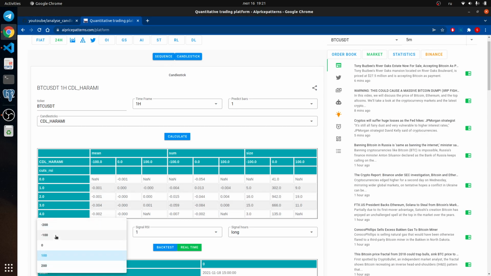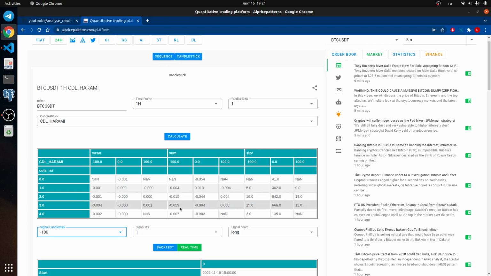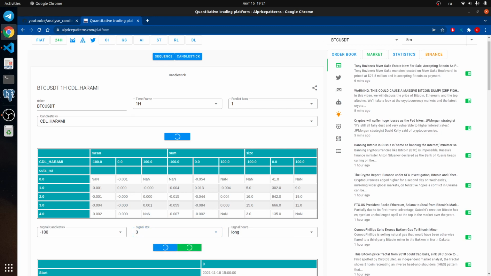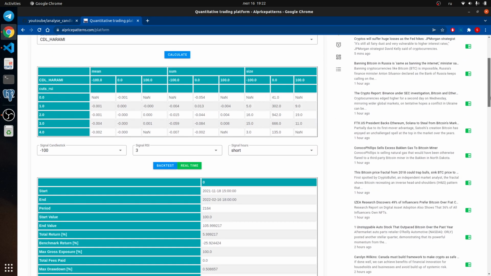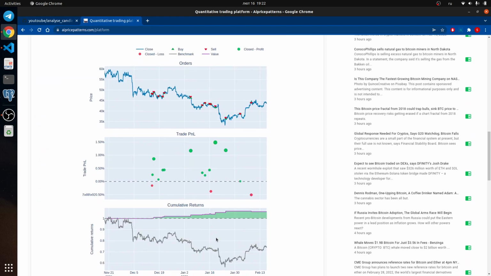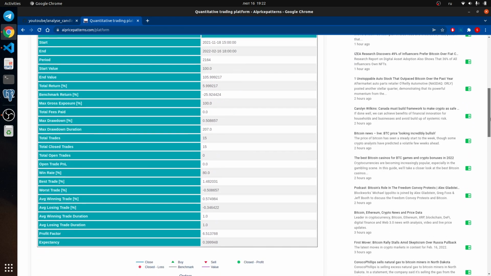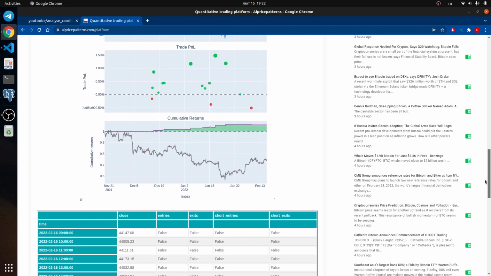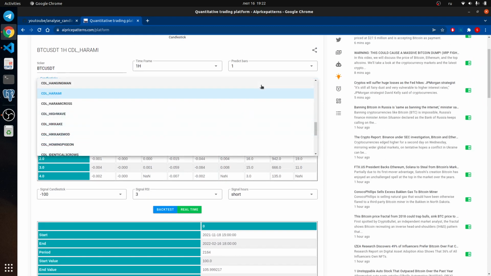Let's analyze the situation. For example, when we have a signal for short, I'm interested when RCI is 3. Okay, now let's do a backtest. Okay, I should short. So we have about 6% of profit. Okay, it's working. What is the win rate? Okay, win rate is very big because we have a small size of cases, but in general it's an interesting situation.